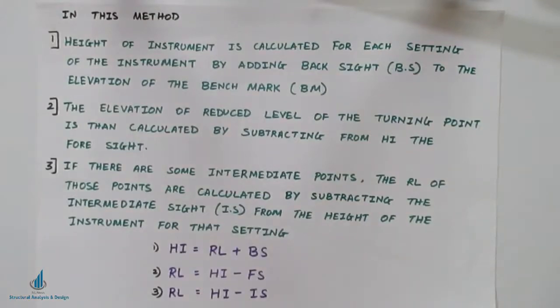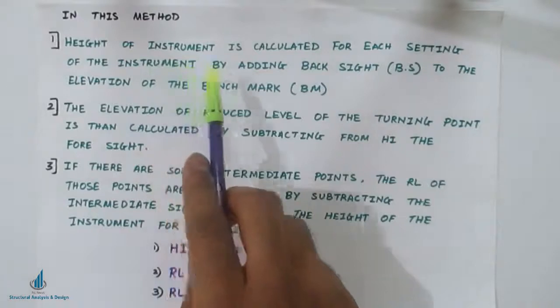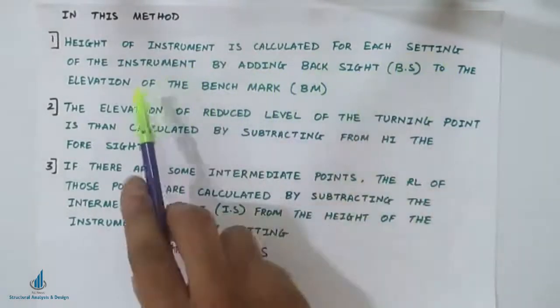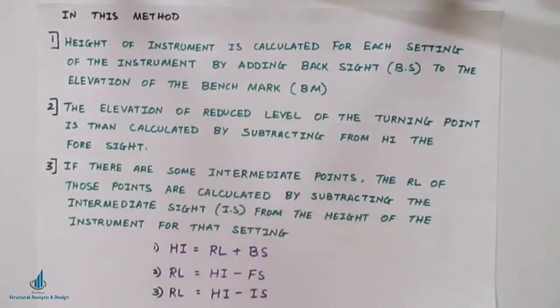In this method, the height of instrument is calculated for each setting of the instrument by adding the backsight to the elevation of the benchmark, that is also known as BM. So if you want to find out the height of instrument, you have to add the RL of the benchmark with the backsight.